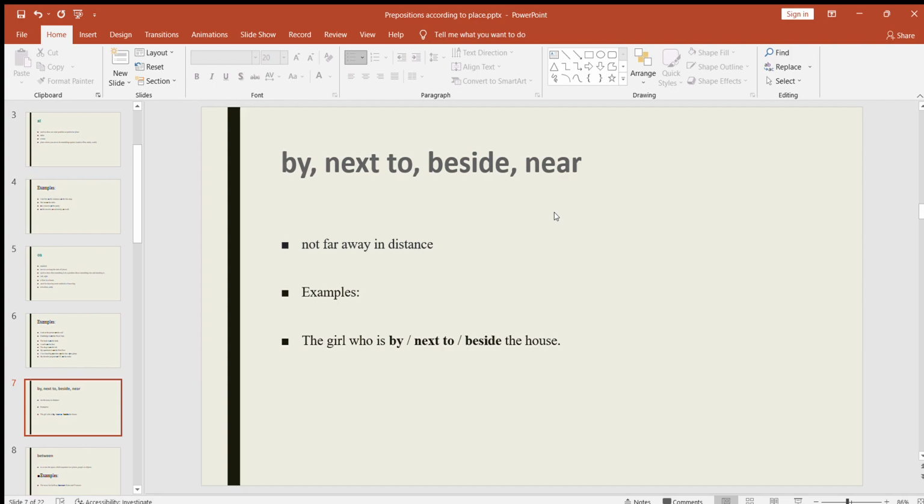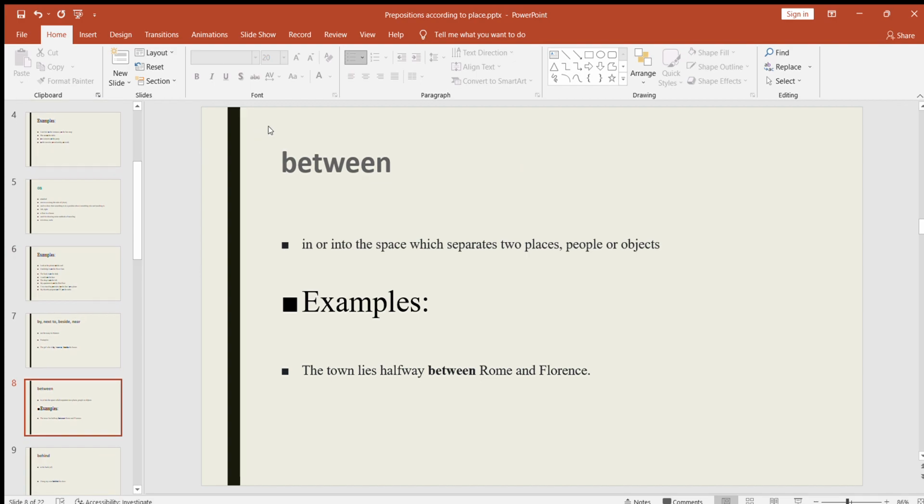For example, he was standing next to me, or he was standing near me, whatever you want to say. Or he was standing by the river, which means he was close to the river. Now let's look at the next example here.